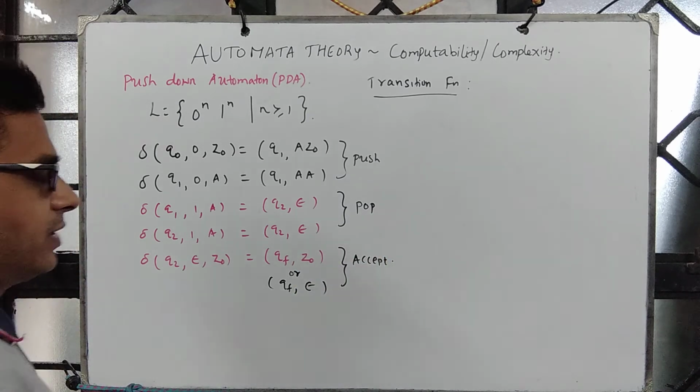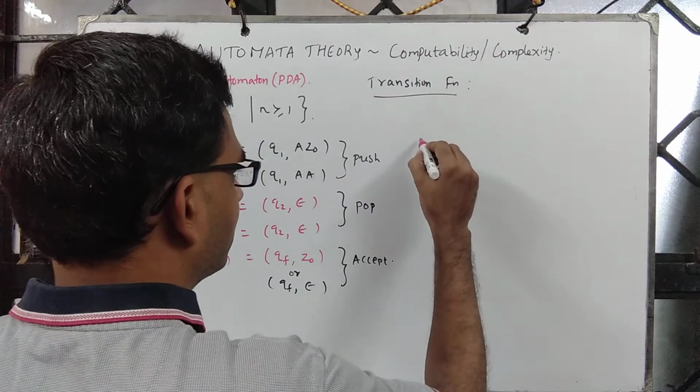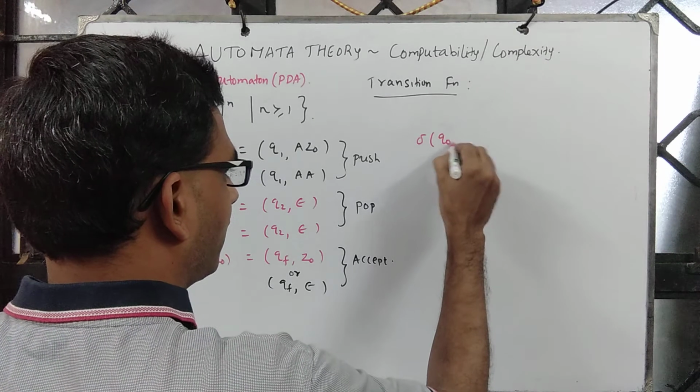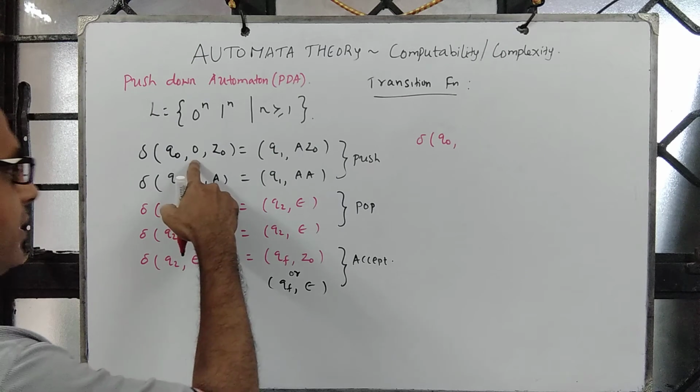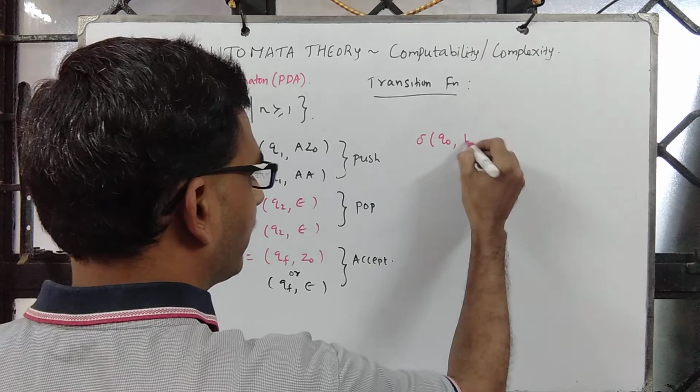And along with this, there are other transitions. For example, I am in Q0. Instead of reading 0, I am reading 1.